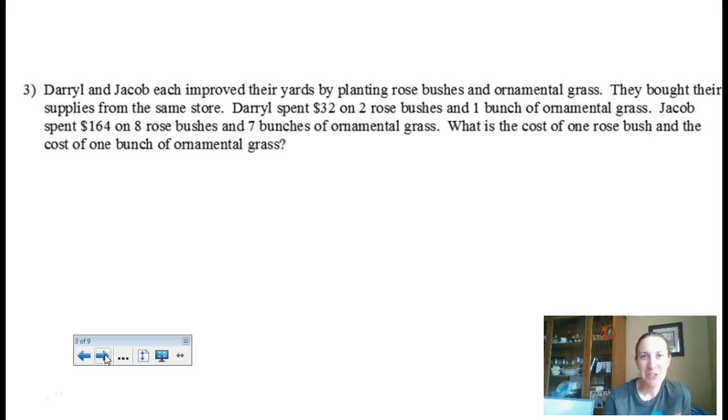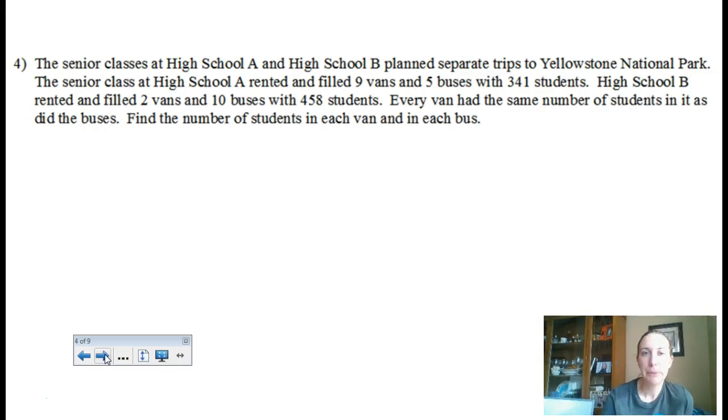Daryl and Jacob each improve their yards by planting, this time rose bushes and ornamental grass. So a very, very, very similar question to the one we just did on number 1. If you don't mind, I'm going to skip it. Like I said, I'm feeling a little parched.